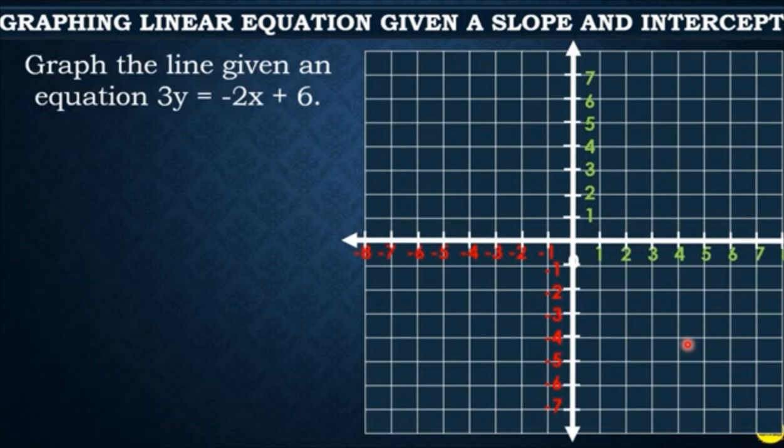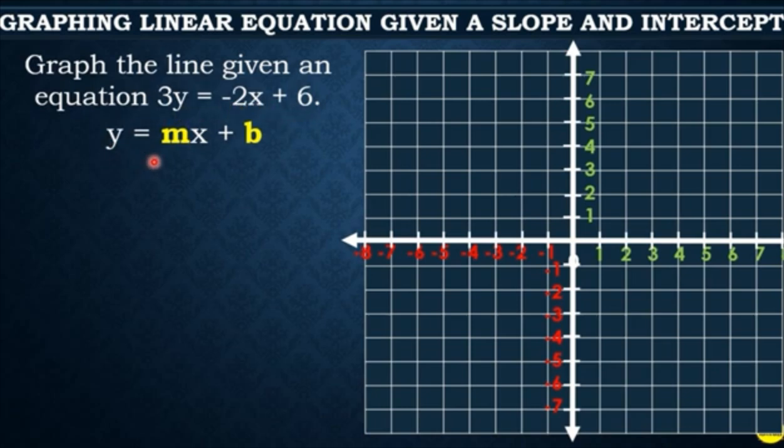So, graph the line given an equation 3y equals negative 2x plus 6. Okay, so meron na tayong equation na 3y equals negative 2x plus 6. Now, ang goal natin dito is to identify the m, your slope, and your b, which is your y-intercept. Meron tayong 3y equals negative 2x plus 6, but yung y natin, meron pa siyang coefficient na 3, dapat 1 lang. So, ibig sabihin, we still need to simplify this equation.